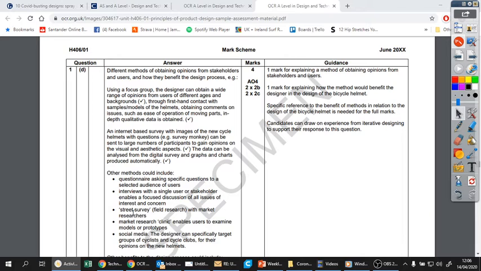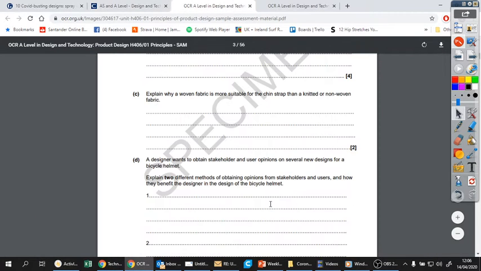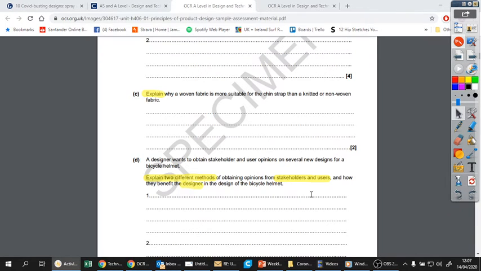Questionnaires, interviews, street survey, market research, social media. Okay? And if you've said why, you'd use that. Now, the other thing to mention is, remember, you've got your 2 different types of data. So you've got your quantitative, which is all your numbers and stuff.